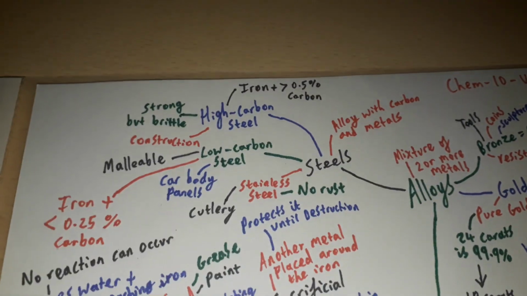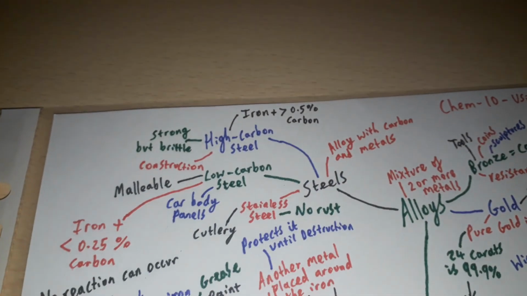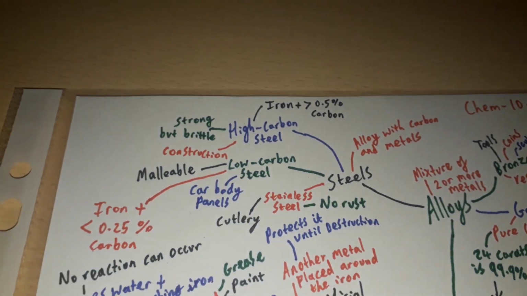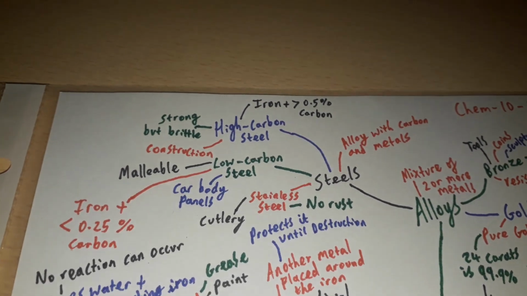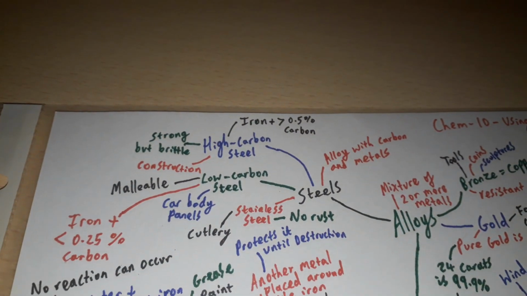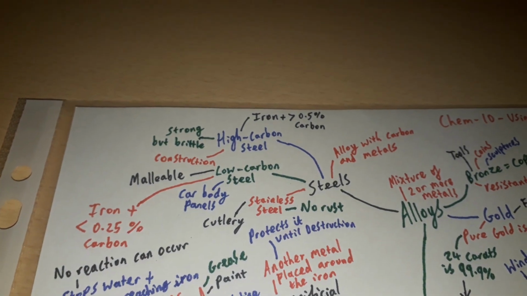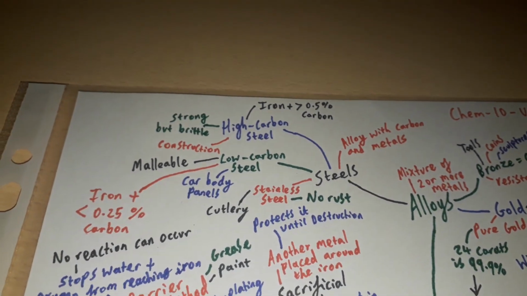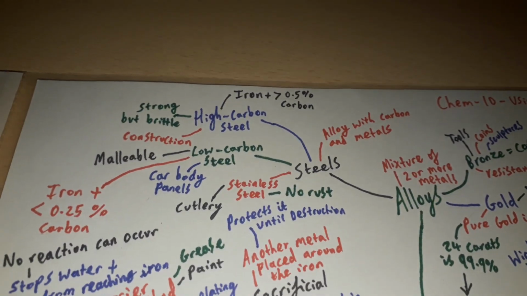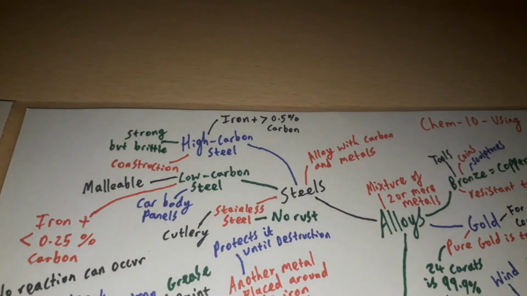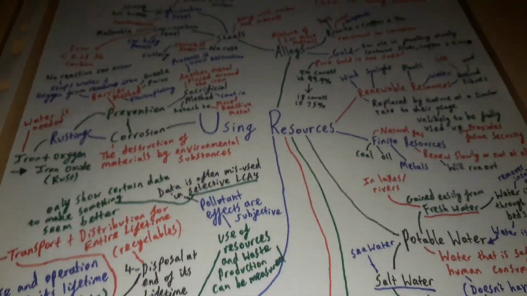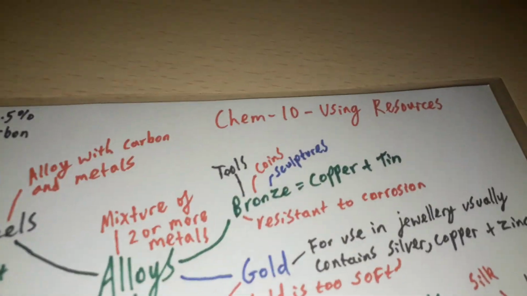Because low carbon steel is malleable and is used for car body panels, and this contains iron with less than 0.25% carbon. So even that small increase in carbon makes a big difference to how the steel interacts. So next there's stainless steel, and this is used in cutlery because it doesn't rust, and you don't want rusting on food utensils. So that was using resources, chemistry topic 10.